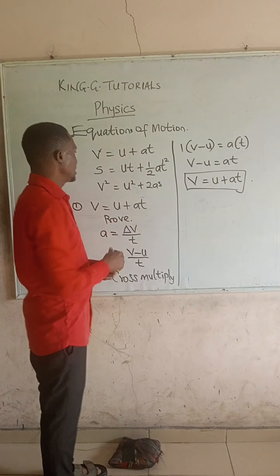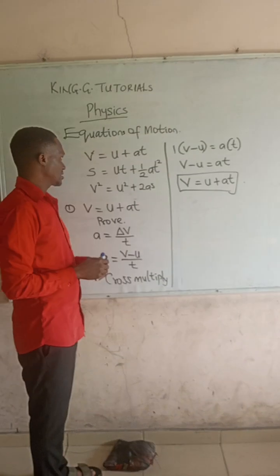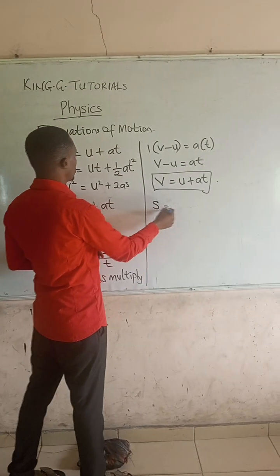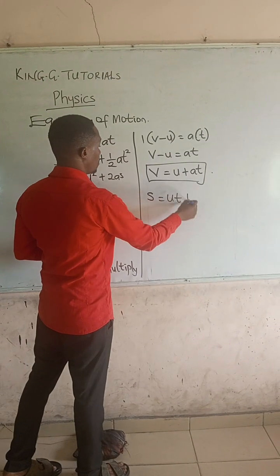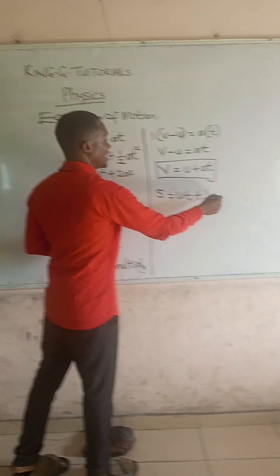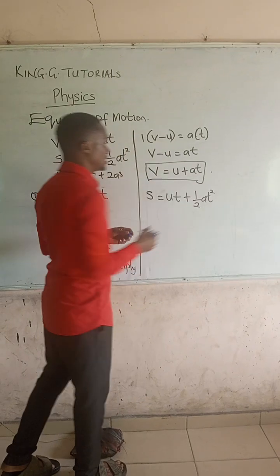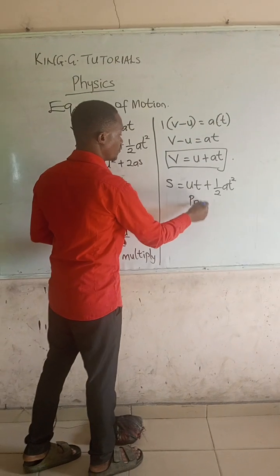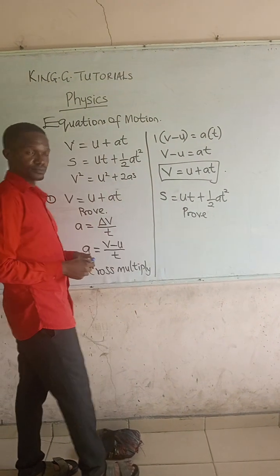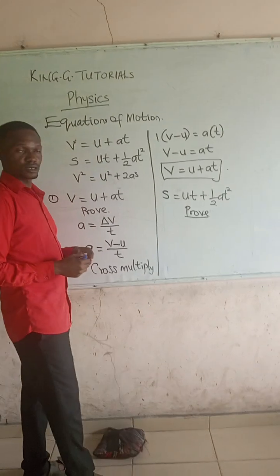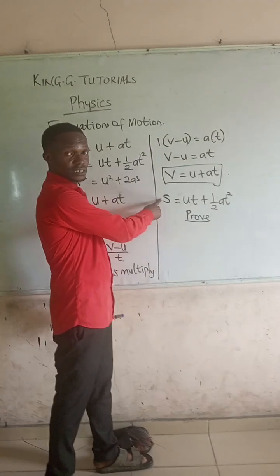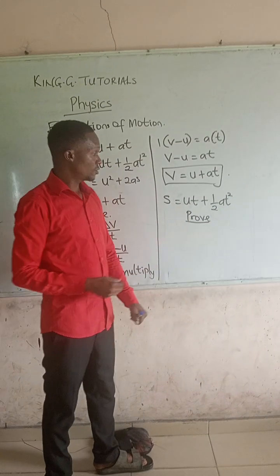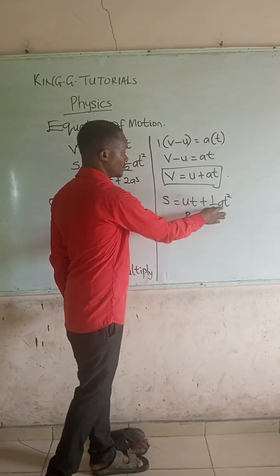Now let's see the second one, for the S. We have S being equal to UT plus 1 over 2 AT squared. How do we prove this? The proof. S here stands for distance, U stands for what we call initial velocity, and T stands for time.